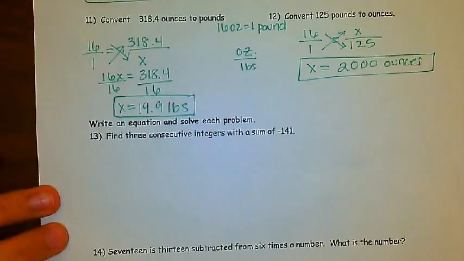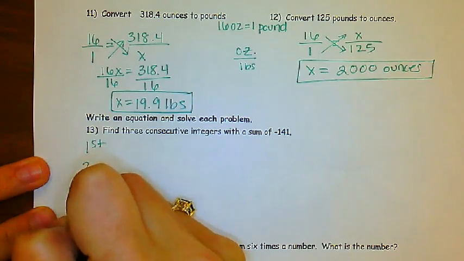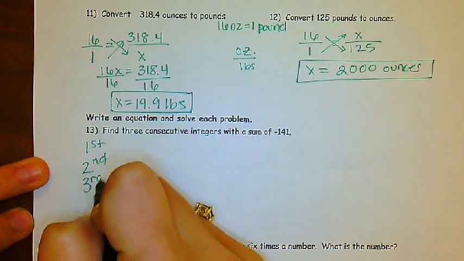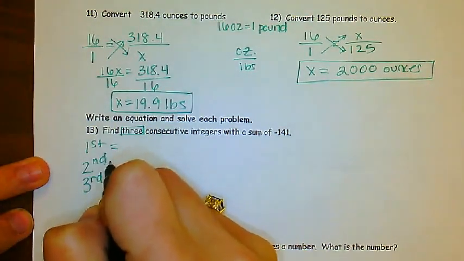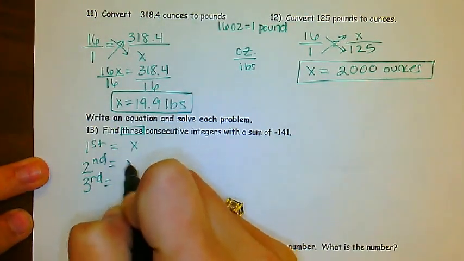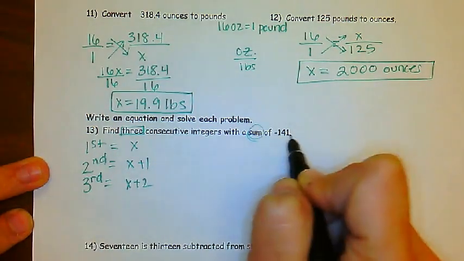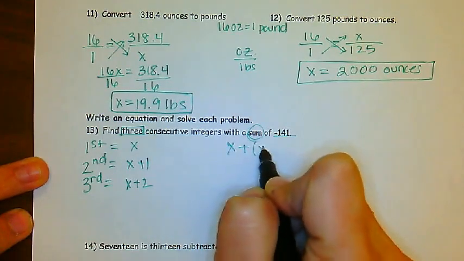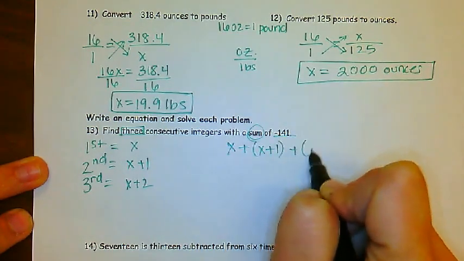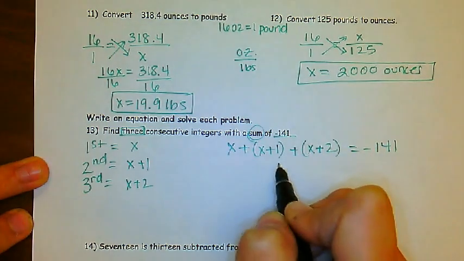All right, let's do some consecutive integers. So we've got a first, second, and third. It says 3, and then it just says consecutive, so we're not going to skip this time. We're just going to do x, x plus 1, x plus 2. We need the sum again, and it's going to equal negative 141. So x plus x plus 1 plus x plus 2 equals negative 141.